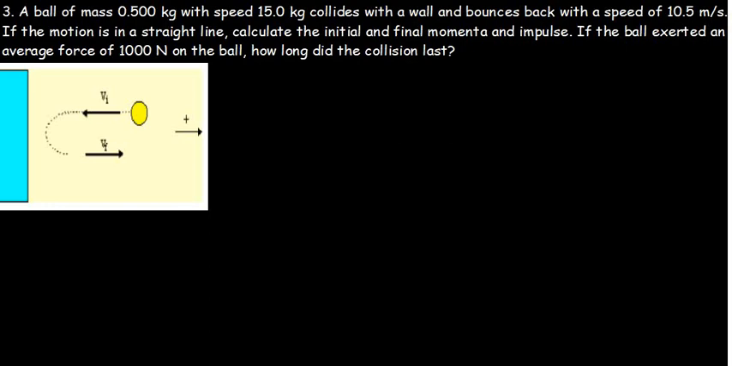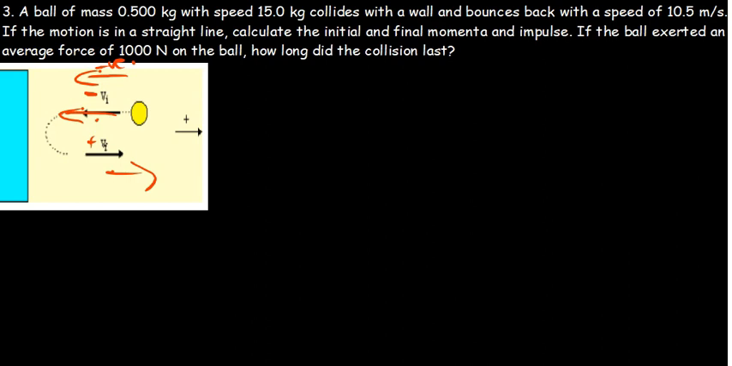Okay, so we can see from the diagram here, it is in a straight line. It was going in this direction, the initial velocity. Velocity is a vector quantity, meaning that the initial velocity is going to carry a negative, and the final velocity is going to be positive, because going in this direction we have been told is positive, meaning going in the opposite direction it is going to be negative.